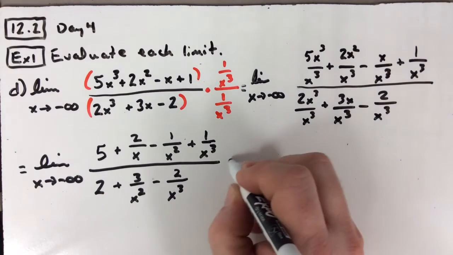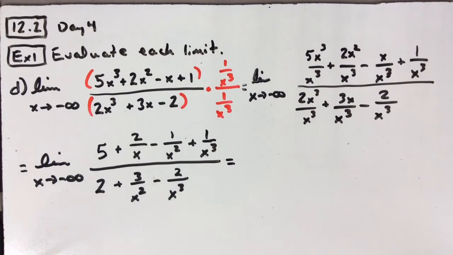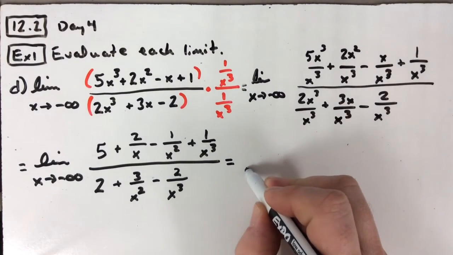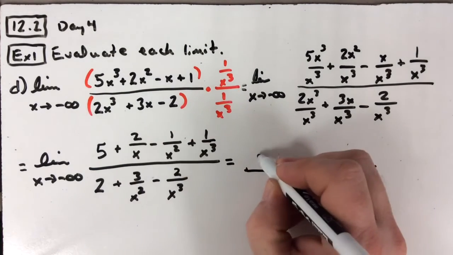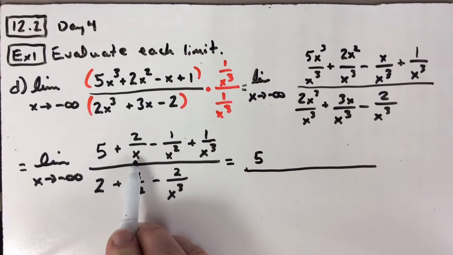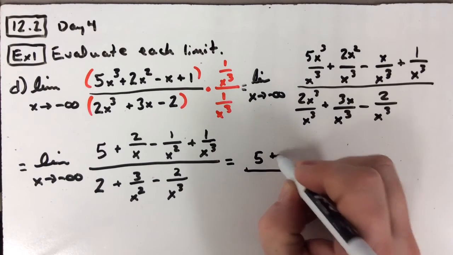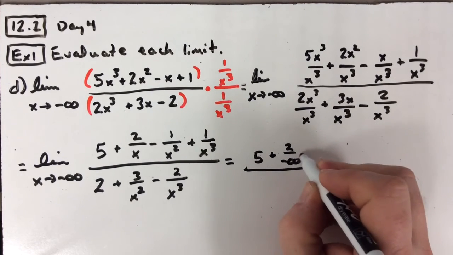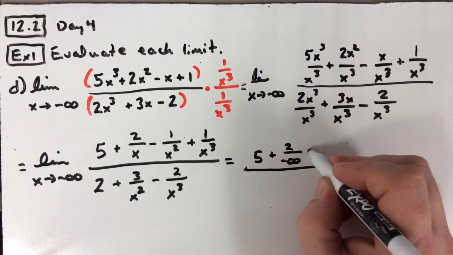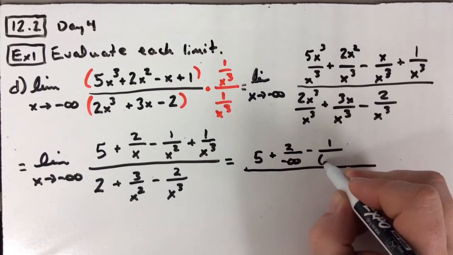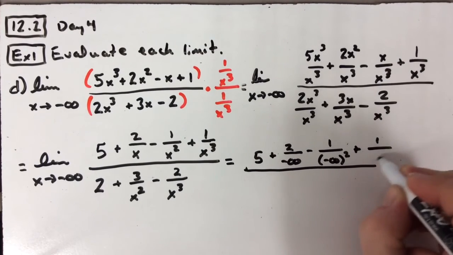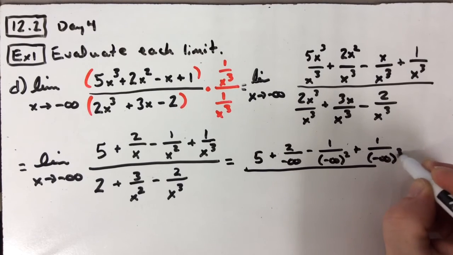So in my next step, I don't need the limit anymore because I'm going to do direct substitution. I'm going to take negative infinity and plug it in for all of these x's in our fraction. So that's going to give me this. We're going to have a 5, and then plugging negative infinity in for this x, we would have plus 2 over negative infinity. In our next fraction, we would have minus 1 over negative infinity squared. And then our last fraction would be 1 over negative infinity cubed.